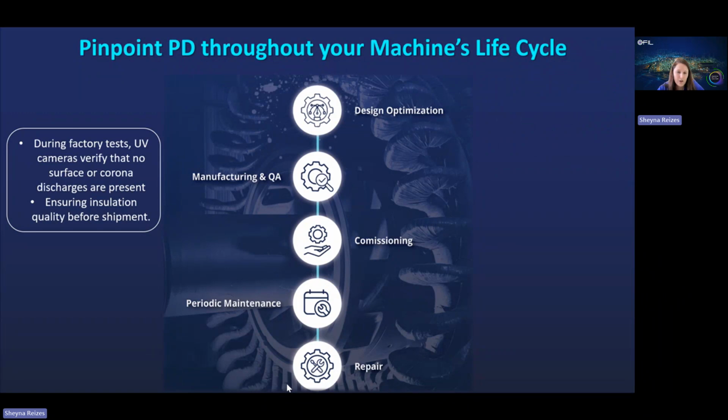Next is manufacturing and quality assurance. So during factory testing, UV cameras are used to make sure that there are no visible signs of surface or corona discharges. This step helps to verify the insulation quality before the equipment is shipped to the customer. It's a non-contact, fast way to catch issues that might otherwise go unnoticed in a standard electrical test.